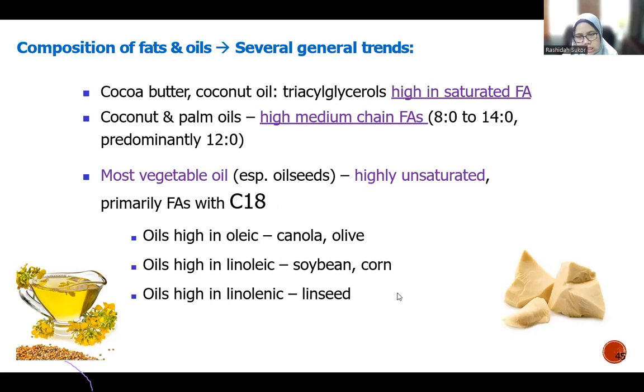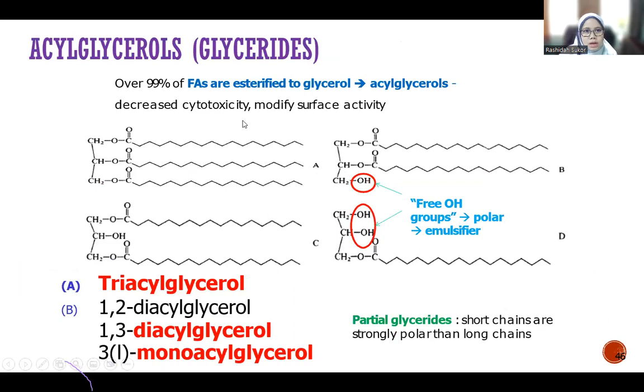Later we will look at the composition of each fat. It is not just one fatty acid, it can be a mixture of fatty acids, because we're talking about triacylglycerides or triglycerides. Normally they consist of 3 fatty acids. So glycerides or acylglycerols: over 99% of fatty acids are esterified to glycerol, or we call it acylglycerols. So these decrease the cytotoxicity and modify the surface activity.